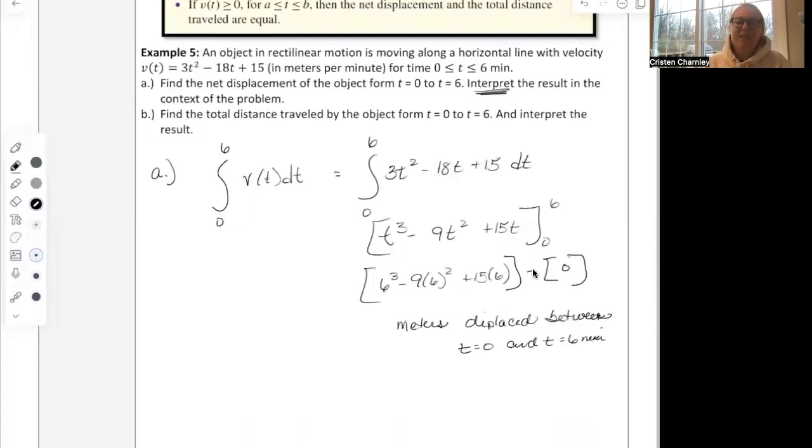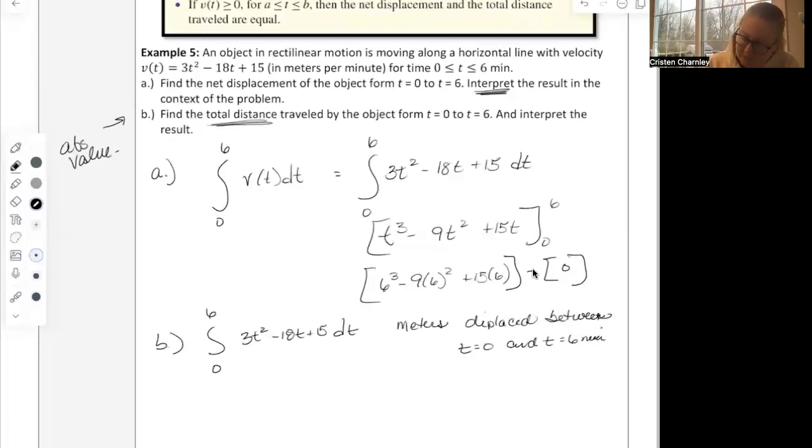All right, part B, find the total distance traveled by the object from 0 to 6 and interpret the result. So total distance traveled, this is where you need the absolute value. Now, it's not absolute value of the final answer. You're not going to tell me, oh, it's already positive and we're good to go. Your absolute value actually needs to go inside of the problem. It needs to go right here. And that will change things.